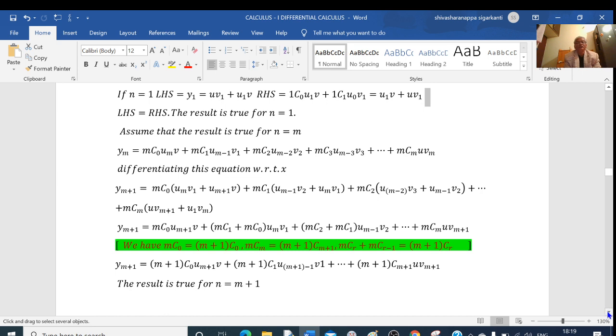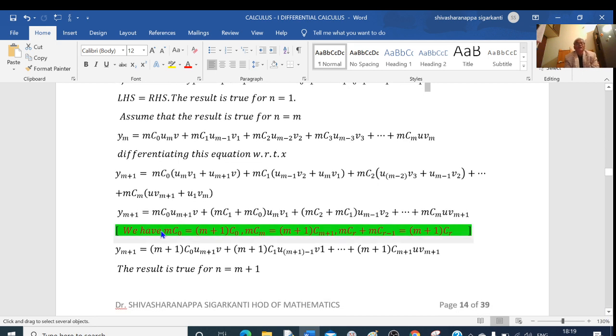Now, we have mC0 is same as m plus 1 C0. Whatever may be this, and they are all equal to 1.